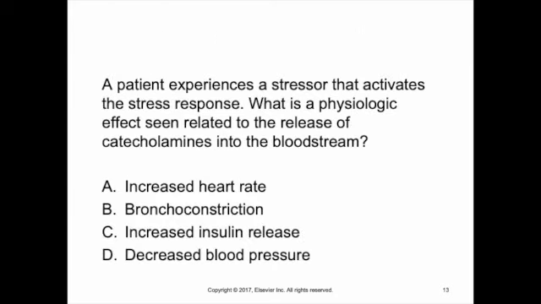So let's ask this question. A patient experiences a stressor that activates a stress response. What are the physiological effects seen when catecholamines are released into the bloodstream? The physiological effects of catecholamines on organs and tissues are increased heart rate, force of contraction, bronchodilation, and decreased insulin release. This can also increase our blood pressure due to peripheral vasoconstriction. The answer here is A.